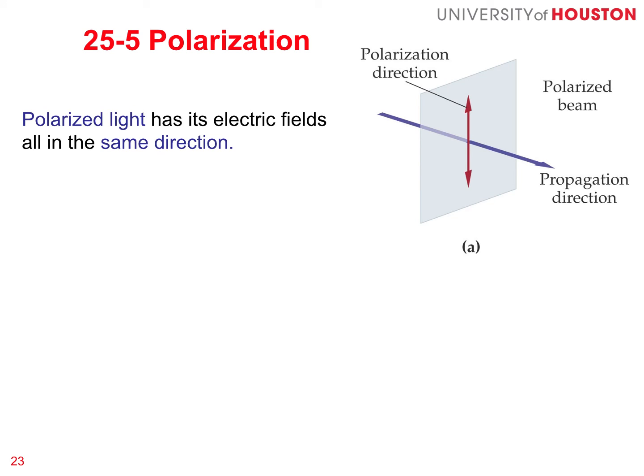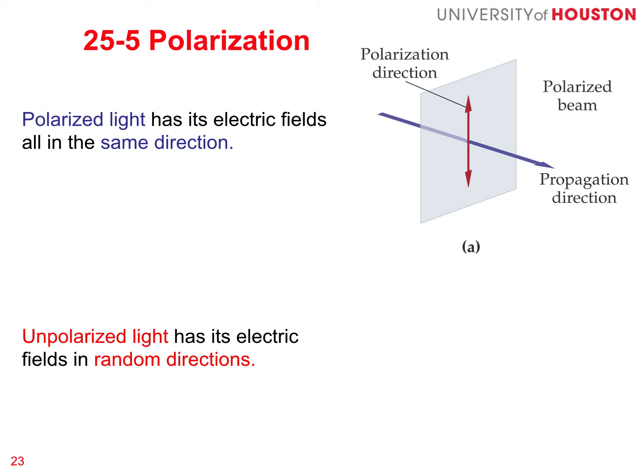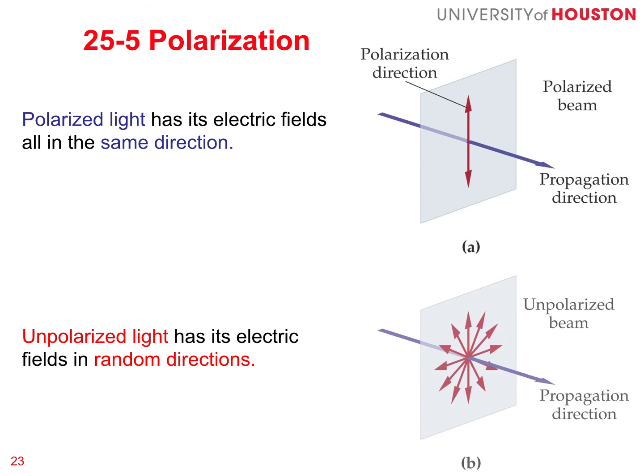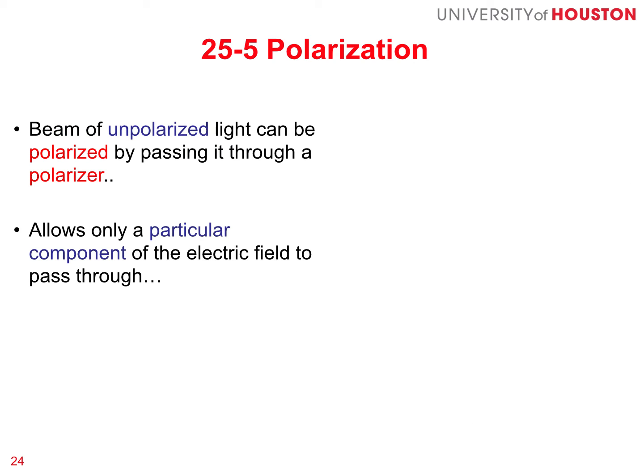Now, when we refer to light as polarized, we simply mean that the electric fields all oscillate in the same direction. Light that is unpolarized has electric fields that oscillate in lots of different directions, as we see in the diagram on the bottom right. The purpose of a polarizer is to take unpolarized light and polarize it after it passes through it.